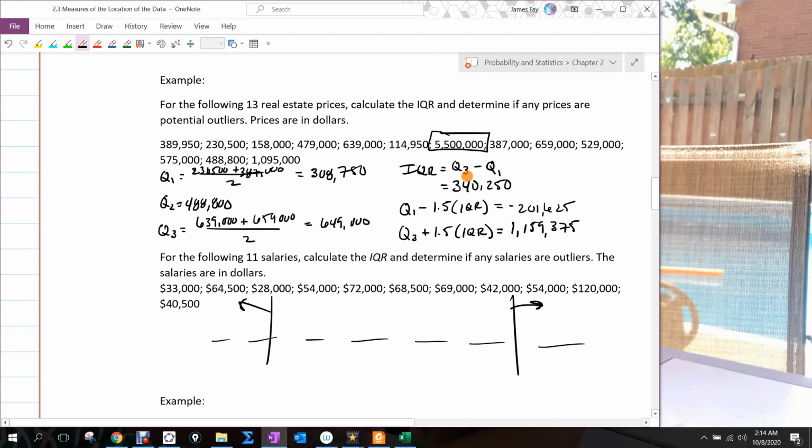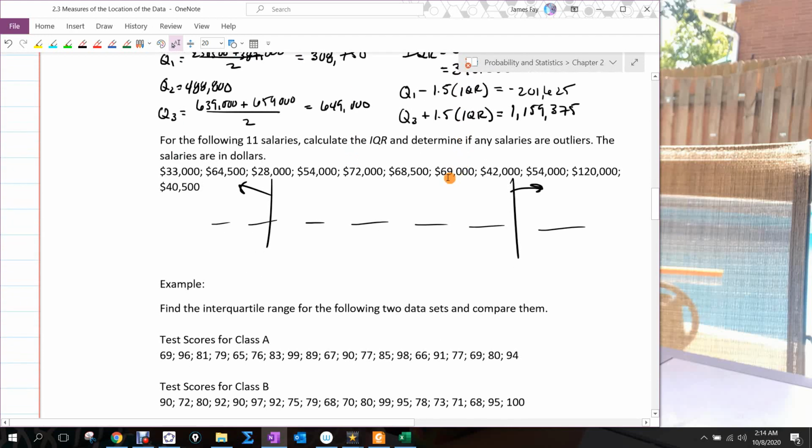And then we would want to investigate, okay, why is that an outlier? Is it a typo? Did I put one too many zeros in? This is real estate prices. Maybe the rest of these were residential and that was commercial or something like that. So those are things we have to investigate a little bit further. I'll let you navigate this next one on your own.